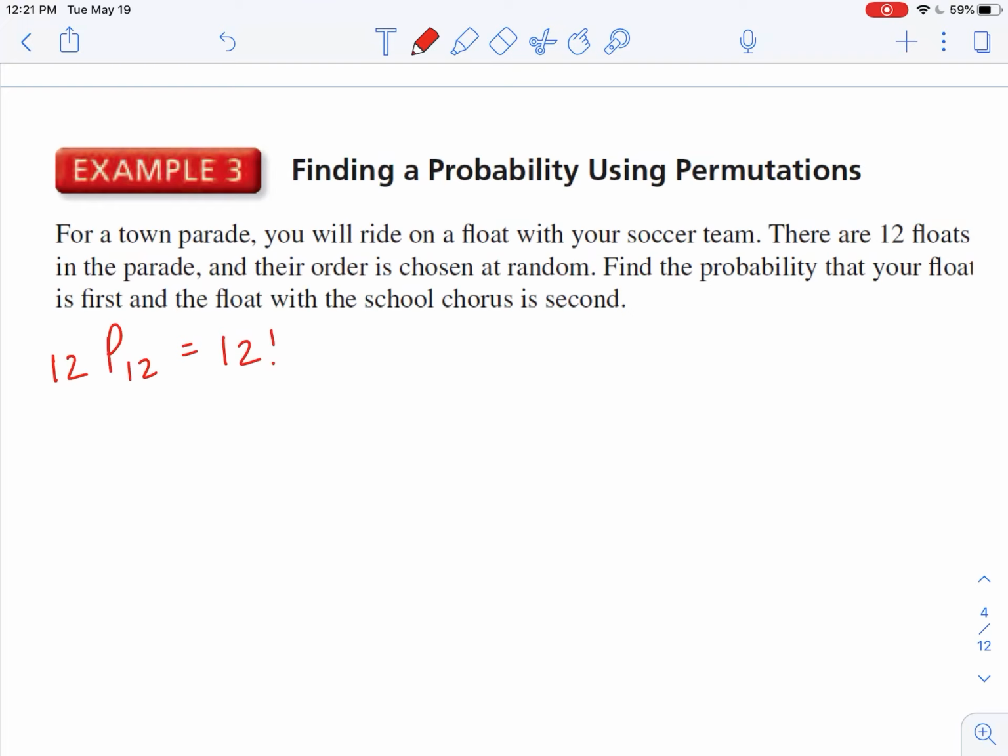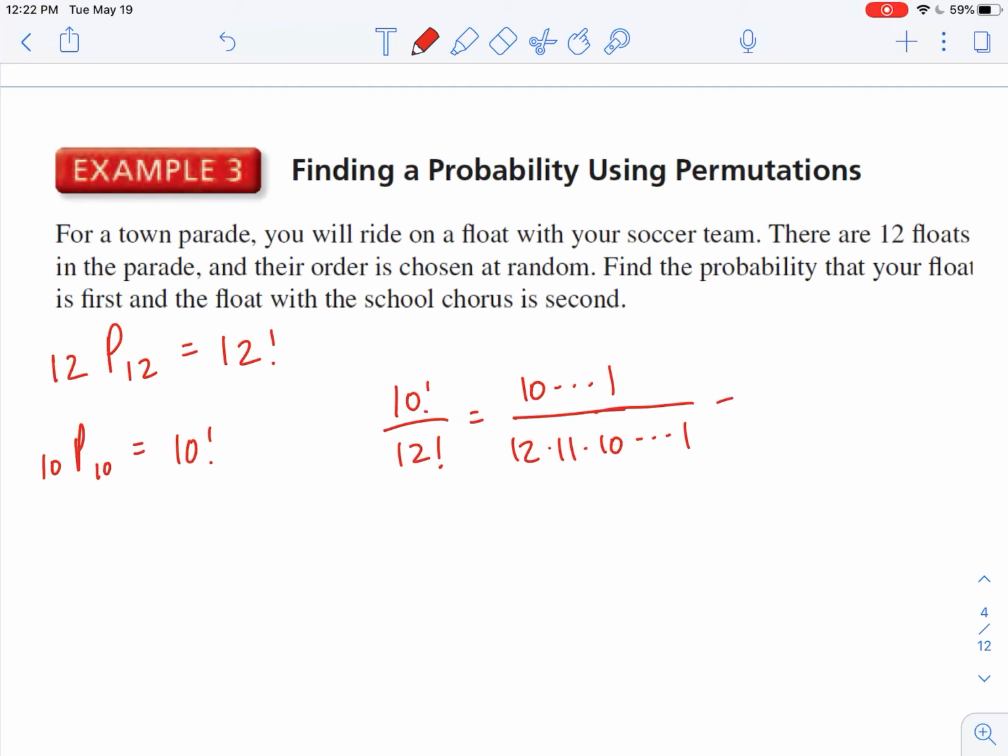Well, there's only one way for the soccer team to be first, and there's only one way for the chorus team to be second. But what about all the ways for the teams that follow us to go in the parade? So there are 10 teams left over that could be arranged in a group of 10. So that's looking at it as 10 factorial. So our probability then is 10 factorial over 12 factorial. Now again, if we write all this out, we're looking at 10 multiplied down to 1. We're looking at 12 times 11 times 10 all the way down to 1. We are going to get some simplifying here. So we're looking at 1 over 12 times 11, which is really just 1 over 132.